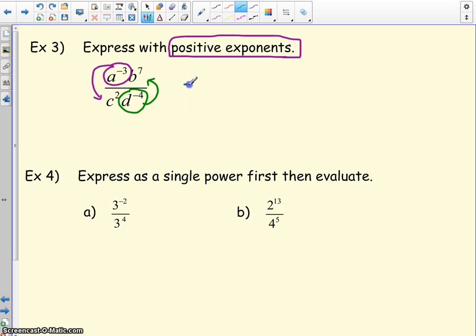So what's this going to look like? Well, I'm going to have my b to the 7. That's not changing, that's already a positive exponent. There's no need to change it. This d to the negative 4 has moved up to the numerator, so now the exponent on that is positive. Okay, a to the negative 3 is moved down to the denominator, so now it's going to be a cubed down there, and that c squared hasn't changed. That's still hanging around. So in one step, we've now made this all have positive exponents.